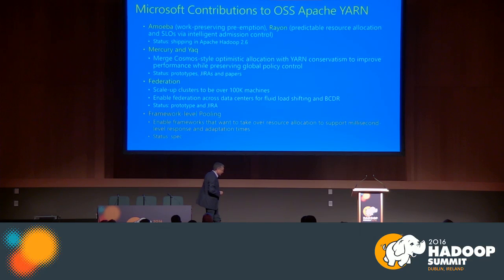Okay, here's the money slide. Here are all the different projects, all the different contributions. I'll give you pointers to lots of detail if you want to go follow up. Amoeba is the work on work-preserving preemption. Okay, I'll say more about this in a moment. Rayon is something we have done to allow for upfront capacity reservation. If you have a production job with an SLA and it's being run concurrently with best effort jobs, well, how do you make sure your production job finishes in a way that meets your SLA?